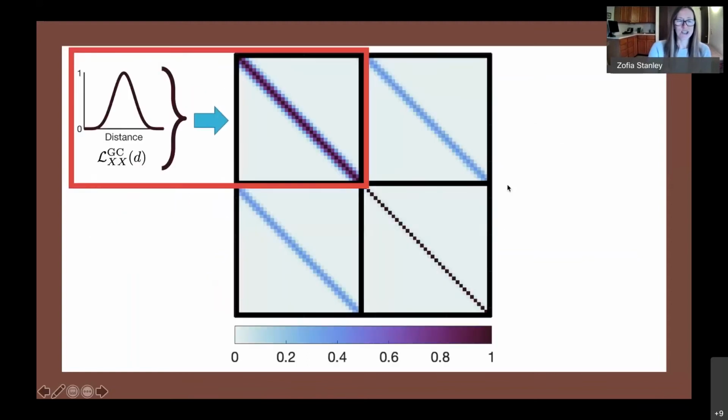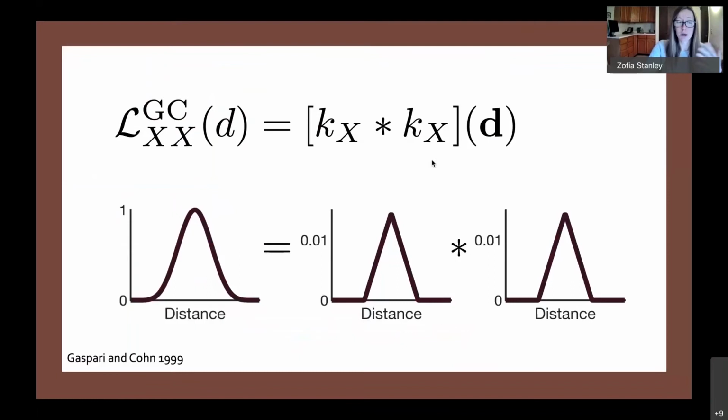And so to answer this question, I want to dig into how one of these diagonal blocks is created. So really what I want to take us back to is, how is this standard Gaspari-Cohn function created? If we go back to their 1999 paper and take a look, we see that their localization function is created through a convolution of 2 different kernels.